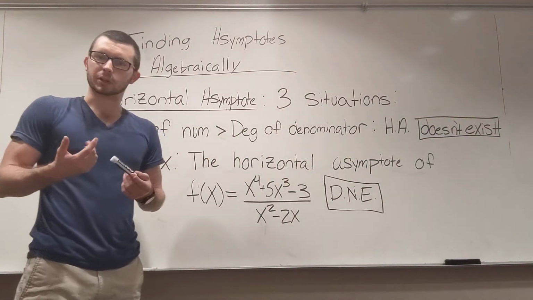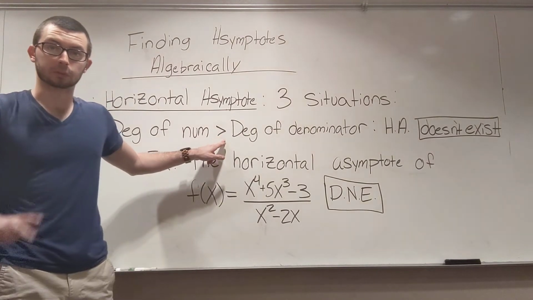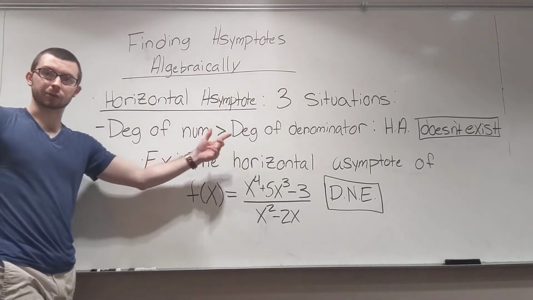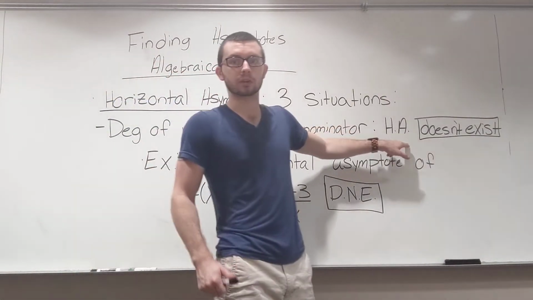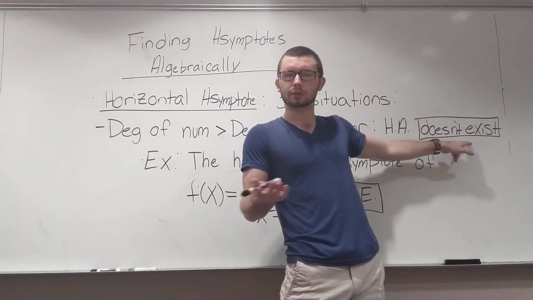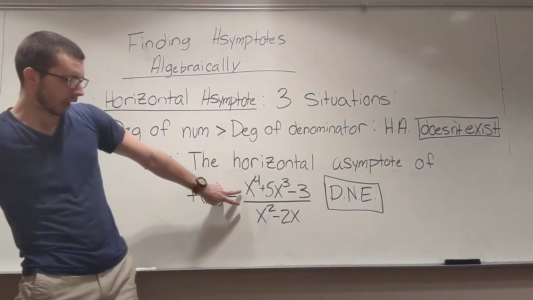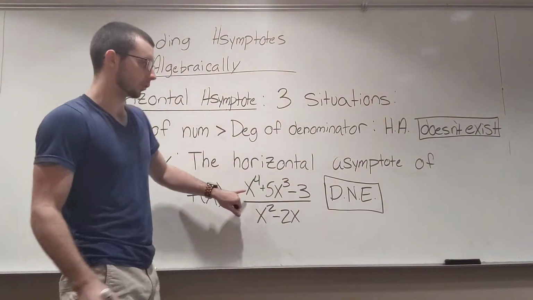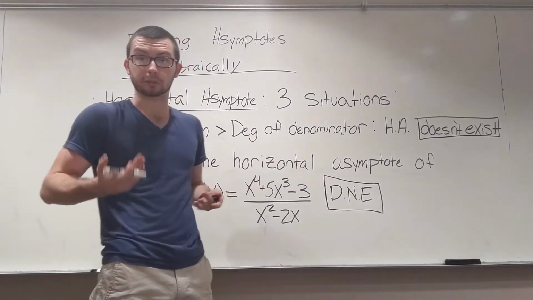Finally, our third situation is, well, if the inequality from the first example is flipped. So what about if the degree of the numerator is in fact larger than the degree of the denominator? Then over here we see that the horizontal asymptote simply doesn't exist. And one example of that, if we look at this rational function right here, well, this one falls under that category. So notice I put DNE, it just means does not exist.